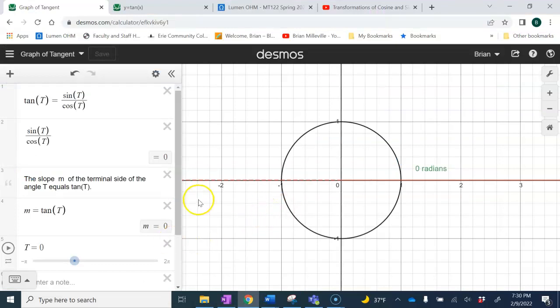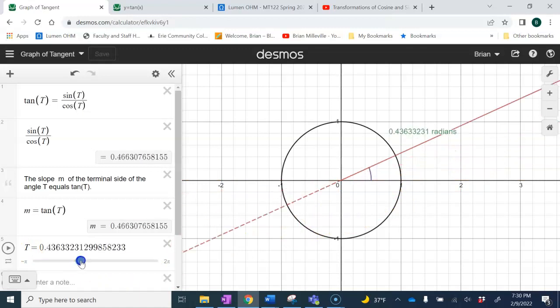Now I've got this slider, and I've got this up here for reference. Tangent is sine over cosine. I've got sine over cosine here, and right now it's at 0. The angle t is at 0. It's plotted here, 0 radians. Now, what happens when we increase that? We're seeing a couple of things. We can see the angle drawn there.